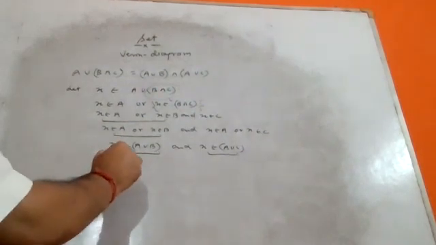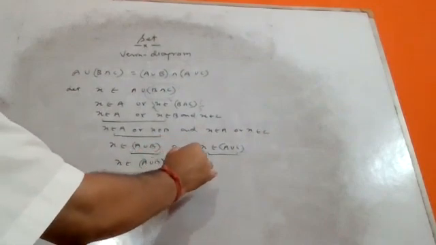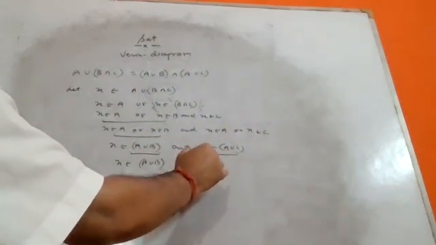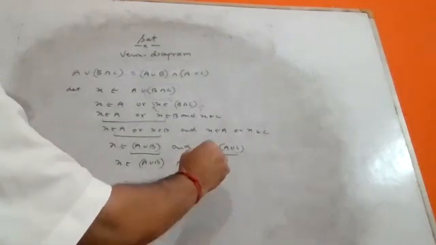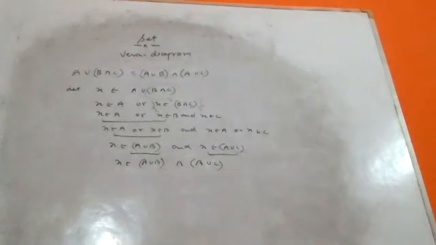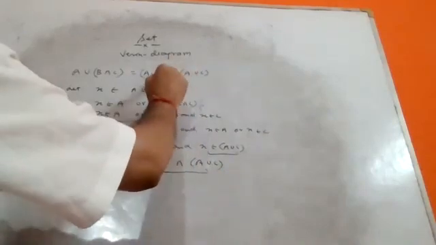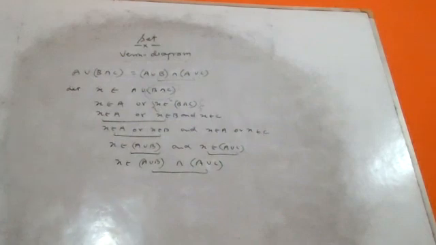That means X belongs to A union B, and the sign and is intersection, X belongs to A union C. So X belongs to (A union B) intersection (A union C). And this part is your RHS. We started from LHS and are going to RHS. If we are going to equate one set to another set, that means we have to prove that one set is a subset of the other set.